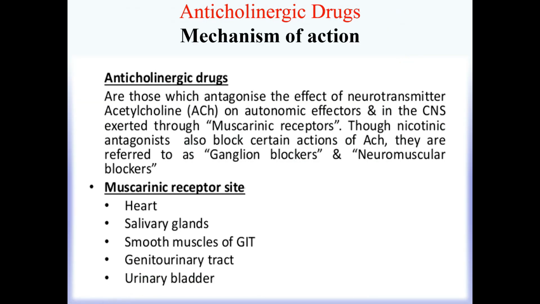Mechanism of action. Anticholinergic drugs are those which antagonize the effect of neurotransmitter acetylcholine on autonomic effectors and in the CNS exerted through muscarinic receptors. Though nicotinic antagonists also block certain actions of acetylcholine, they are referred to as ganglion blockers and neuromuscular blockers. Muscarinic receptor sites: heart, salivary glands, smooth muscles of GIT, genitourinary tract, urinary bladder.